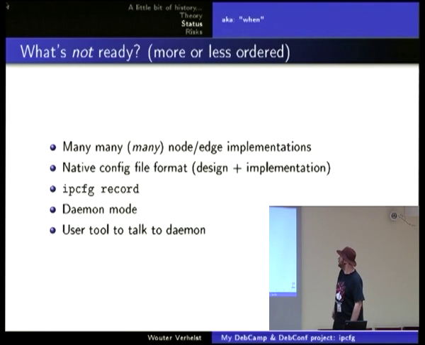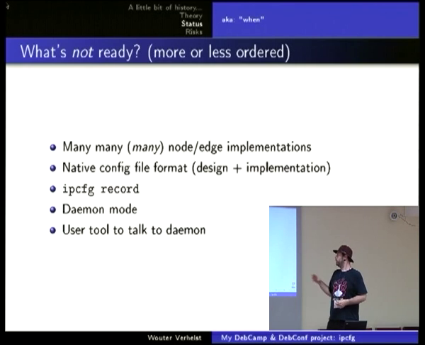What's not ready? Many node and edge implementations. I've written a few basic ones just to prove that I think it will be possible. But before this can actually be useful, we need to have nodes for IPv6, for static IP addresses. We need to have nodes for DHCP. We need to have nodes for auto configuration. We need to have nodes for legacy IP, aka IPv4. We need to have nodes for DHCP v4. And, well, we need to have loads and loads of nodes and edges.